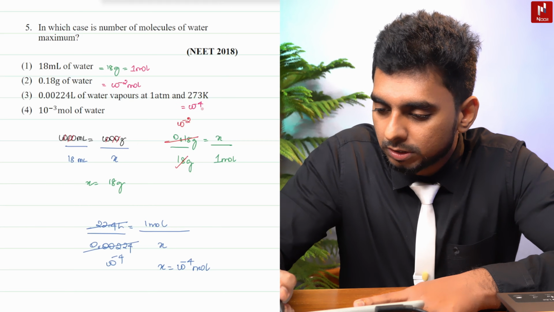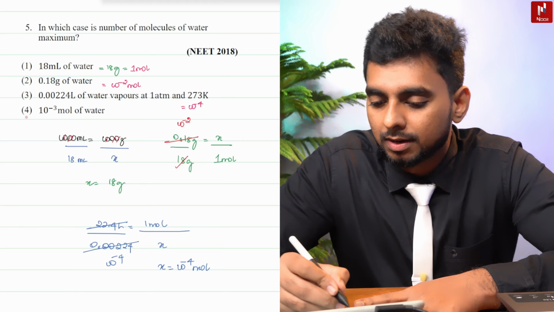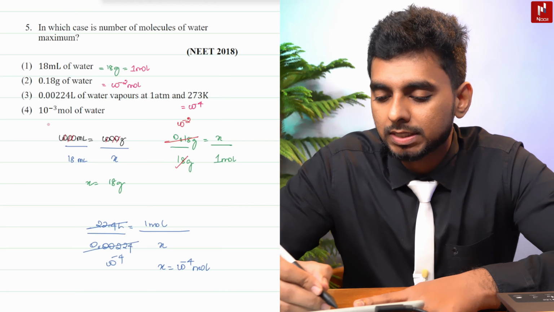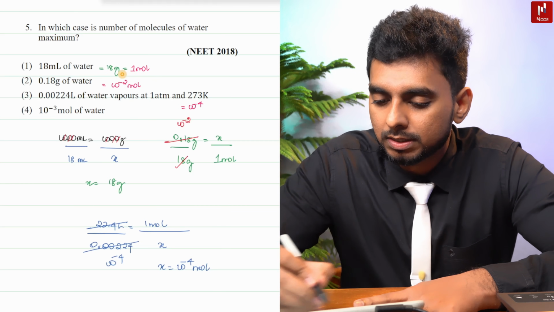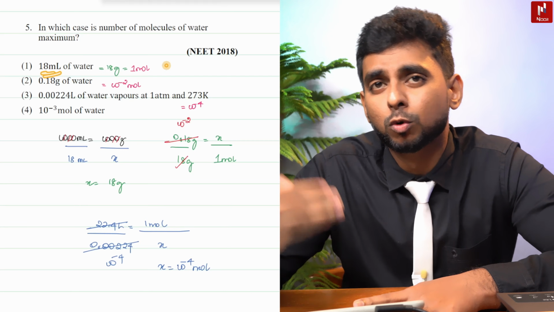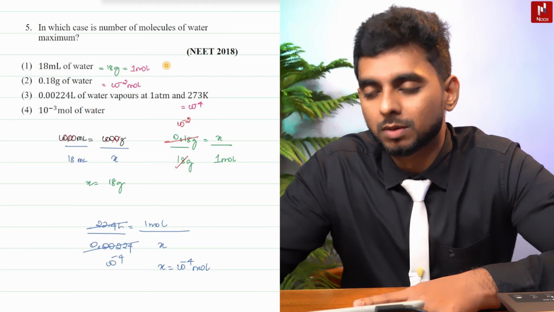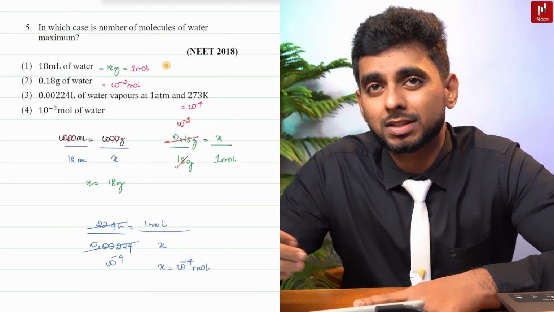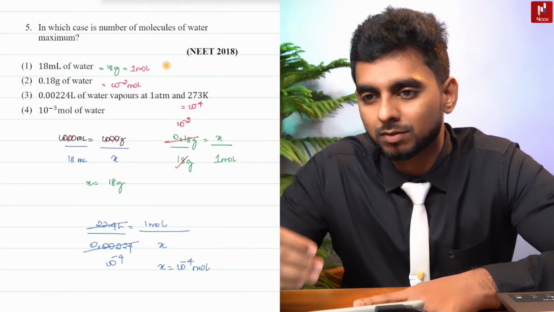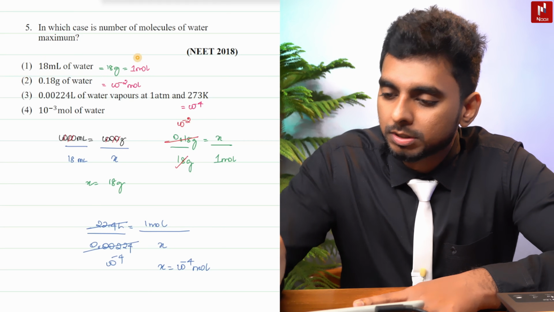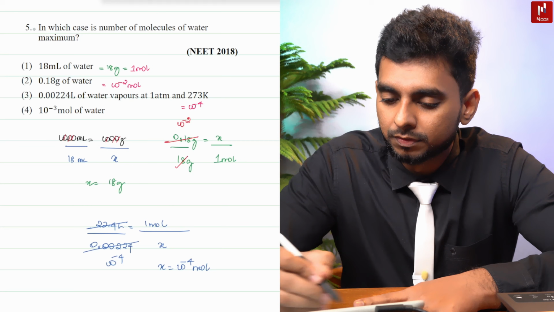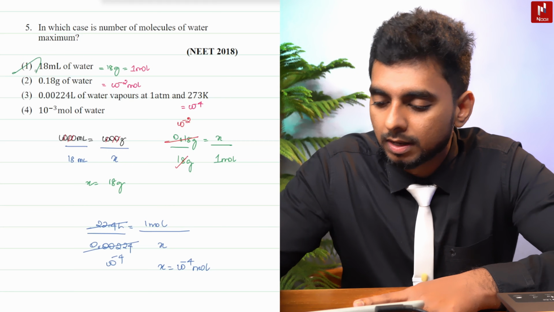Got it? This should be clear. In the same way here, they have given you straight away 10 power minus 3 mole of water. When you compare this one, it is pretty obvious. 18 ml of water will have more moles of molecules in it, that is 1. All the other options are less than 1, in decimal places. Got it? Therefore, option 1 is my answer. For the fifth question, it is option 1, right?